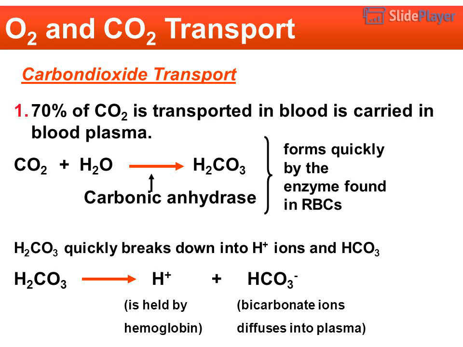Carbon dioxide transport. 70% of CO2 in blood is carried in blood plasma. CO2 plus H2O forms H2CO3, carbonic acid, by the enzyme carbonic anhydrase found in RBCs. H2CO3 quickly breaks down into H+ ions and HCO3-. The H+ is held by hemoglobin, and the bicarbonate ions diffuse into plasma.